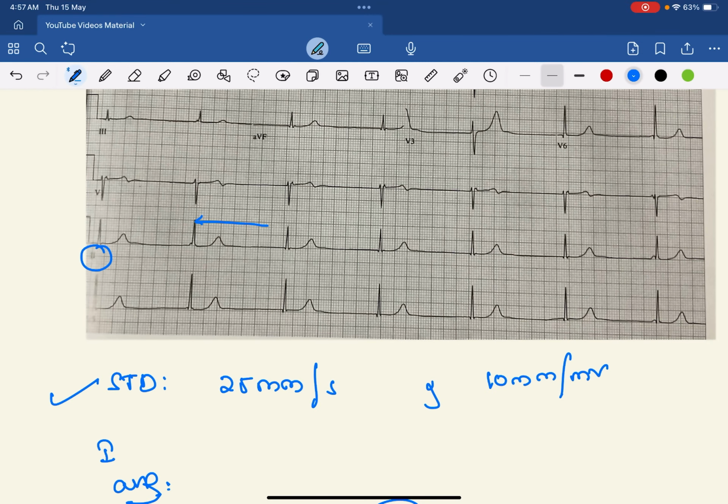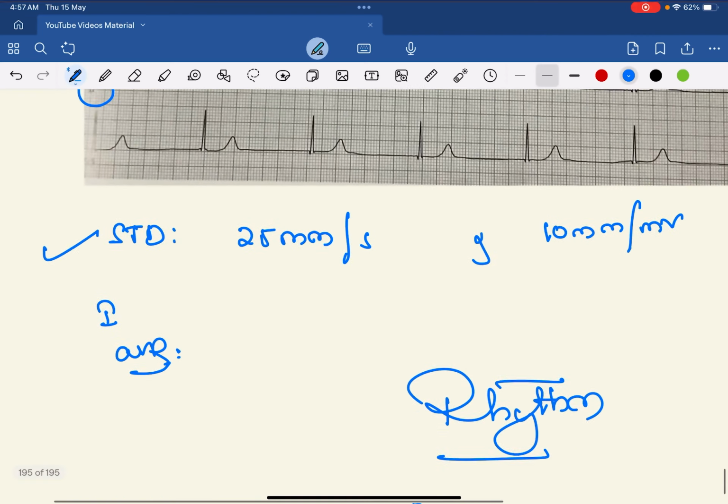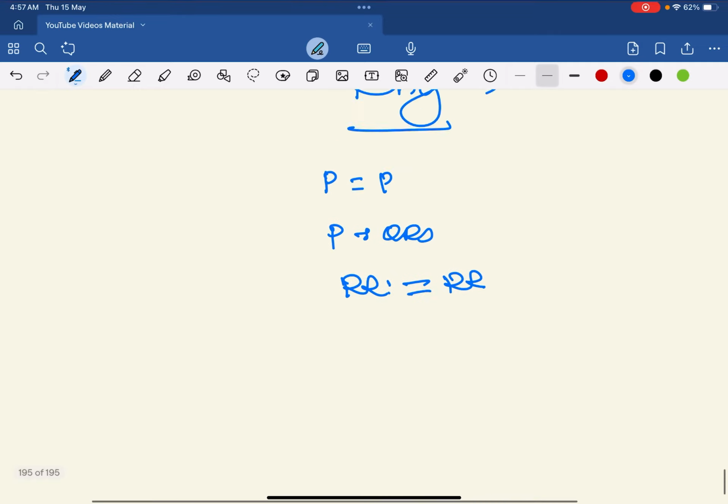The RR interval looks normal, around 7 boxes each time. But P waves are not there, so it cannot be sinus rhythm. Look at this, P wave is not there. So the RR interval is regular, so the rhythm is regular, but P wave is absent.